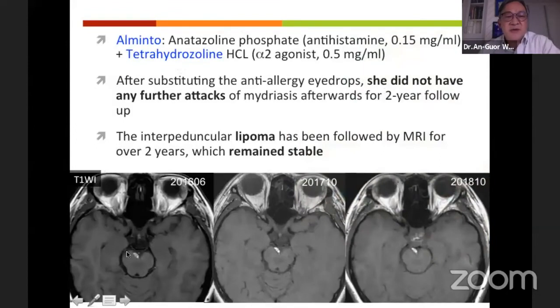Armitol eye drop is composed of two components. One is antazoline, which is an antihistamine, and the other one is tetrahydrozoline, which is an alpha-2 agonist used as a sympathomimetic decongestant, and has been reported to be associated with pupil dilatation. After substituting the anti-allergic drugs, she did not have any further attack of mydriasis for a 2-year follow-up. The interpeduncular lipoma has been followed by MRI for over 2 years, and has remained in a very stable condition.